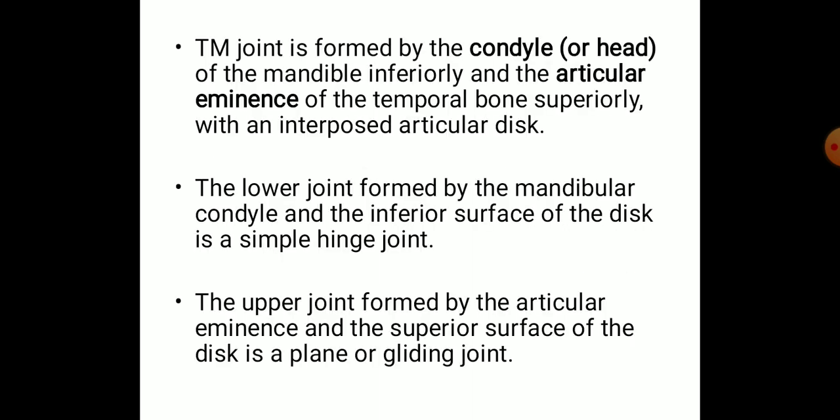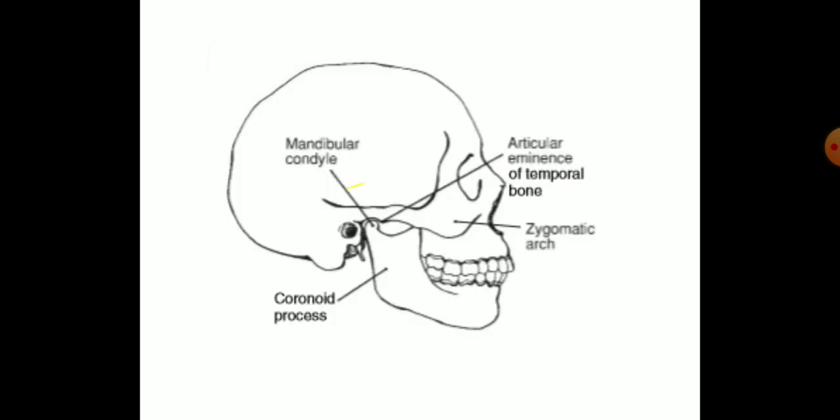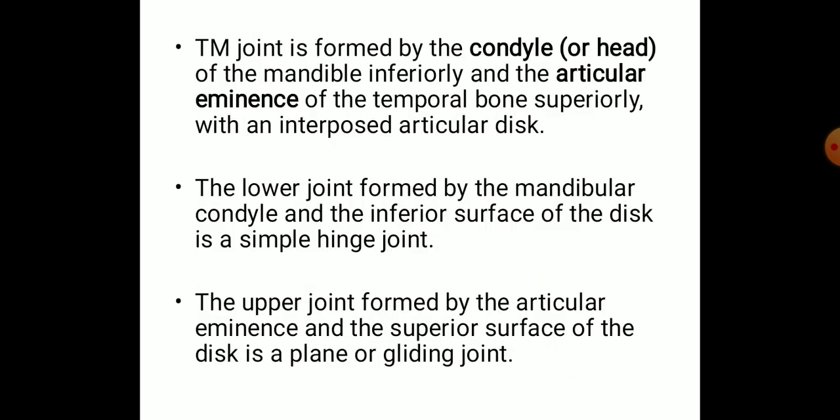The temporomandibular joint is unique within the body, both structurally and functionally. The TM joint is formed by the condyle of the mandible inferiorly and the articular eminence of the temporal bone superiorly. This is the mandible bone in our face. So these are the condyles of the mandible. We have two mandibles, two condyles. So these two condyles will be attached with the temporal bone. So that's how the temporomandibular joints are formed.